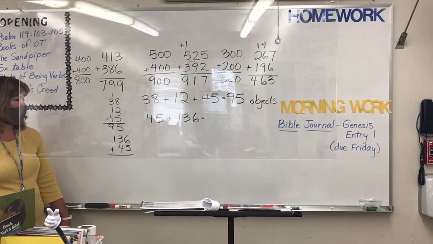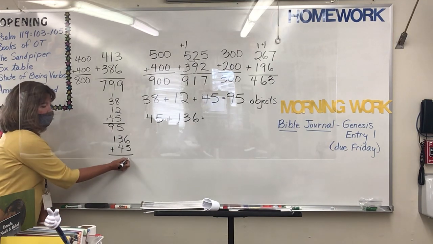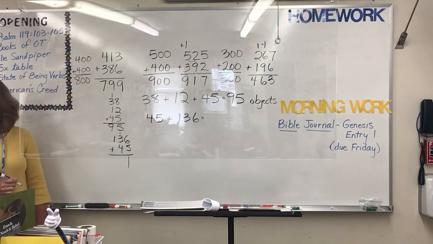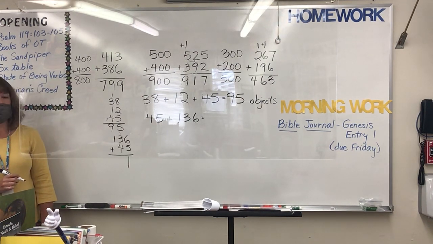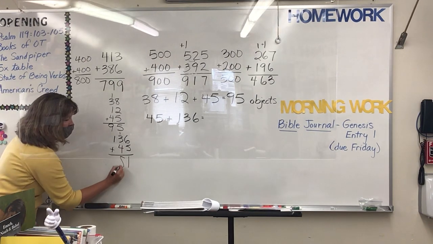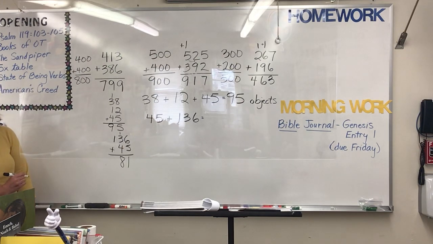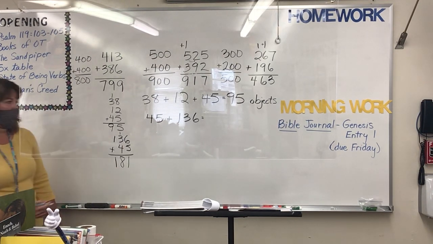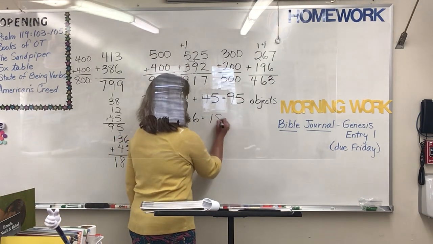So 6 plus 5 equals 11. We carry the 1 into the tens place. And then 1 plus 3, that's 4. 4 plus 4, that's 8. And then 1 is 1. So 181. 181 is our answer.